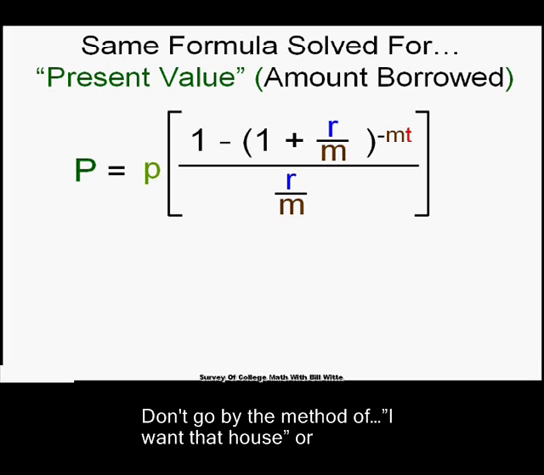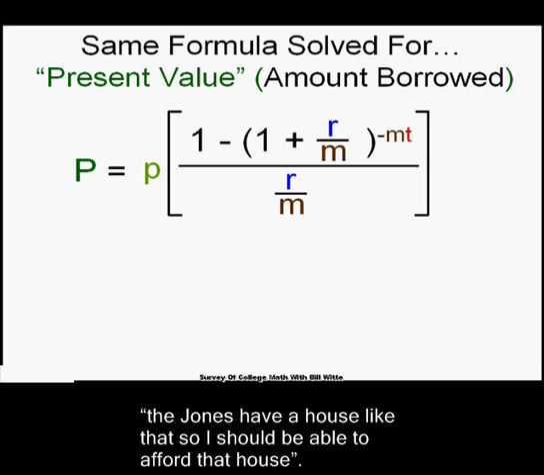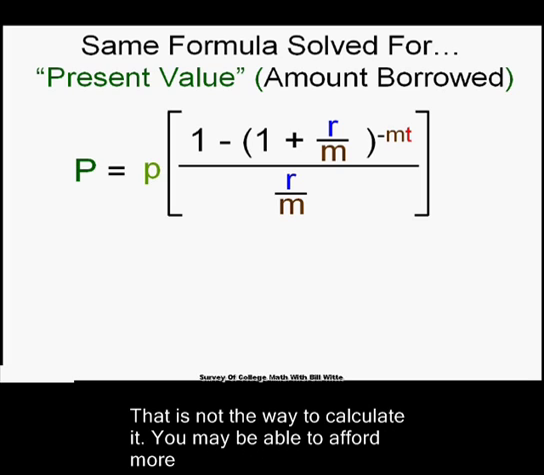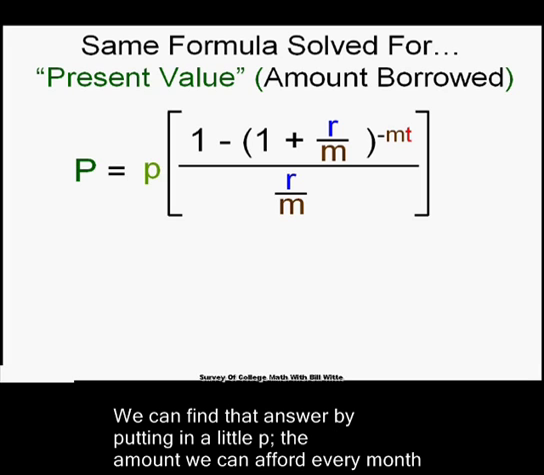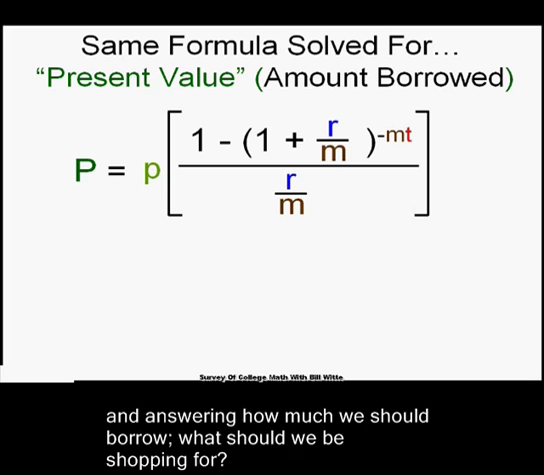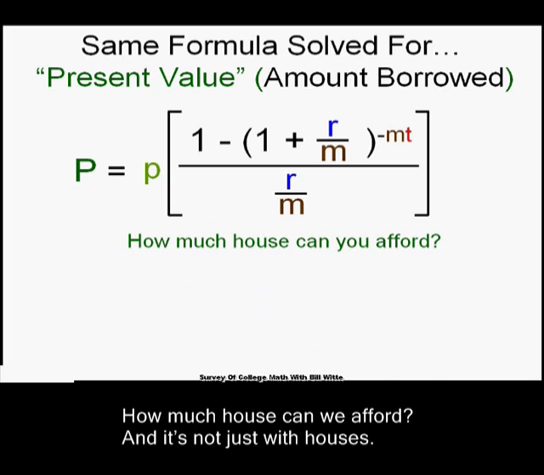Don't go by, I want that house. Or the Joneses have that house, so I should be able to have that house. I'm as good as the Joneses. That's not the way to do it. You may be able to afford more, or you may not be able to afford that, and you get yourself into deep trouble. Okay? So we're going to find out by putting in a little p, the amount we can afford every month, and answering how much we should borrow. What should we be shopping for? How much house can we afford? Okay? And it's not just with houses.